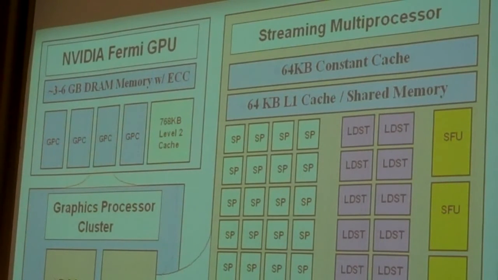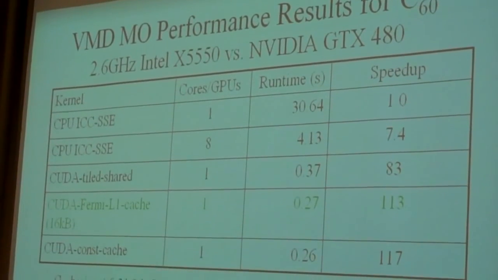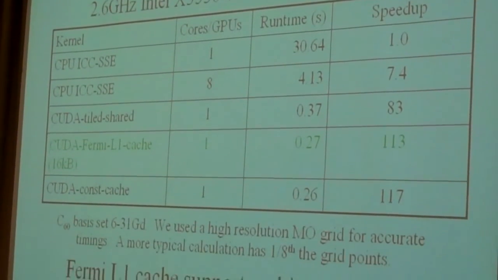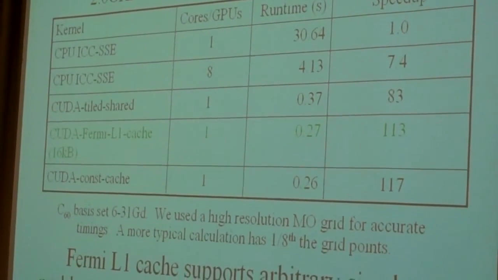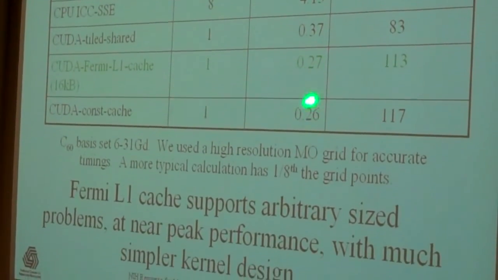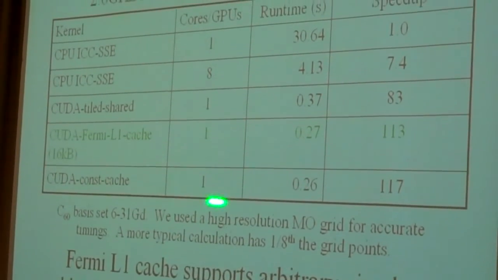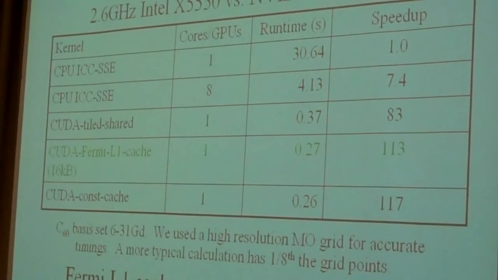We actually tested our orbital kernels with the Fermi L1 cache set to the 16K size, and even with the small 16K size, you can see it is only 1/100th of a second slower than the fastest constant cache kernel. That's not bad at all. And so that's very encouraging for us. And so that's a speed up of 117 versus the fastest Xeon machines we happen to have in our lab.